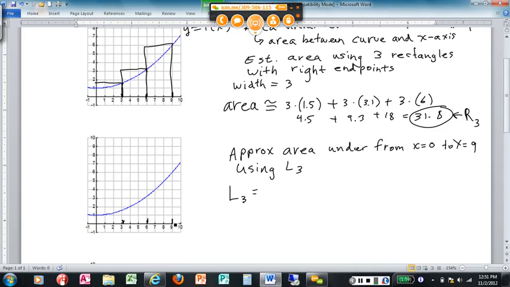However, my heights, I'm not going to come to the right-hand endpoint of each sub-interval. I'm going to start here at the left-hand endpoint. So you see here, this first one, the height would be at the left-hand endpoint of that sub-interval, which is right here, which is right at 1, isn't it?